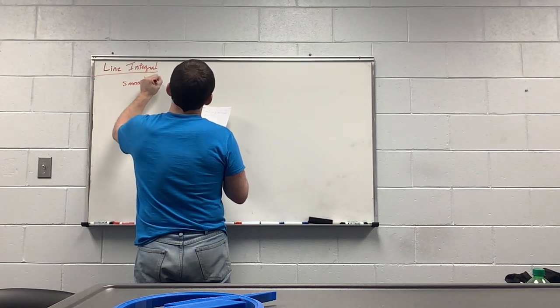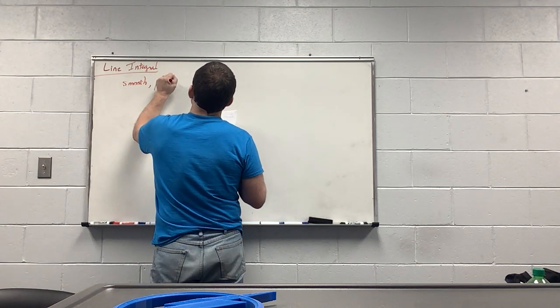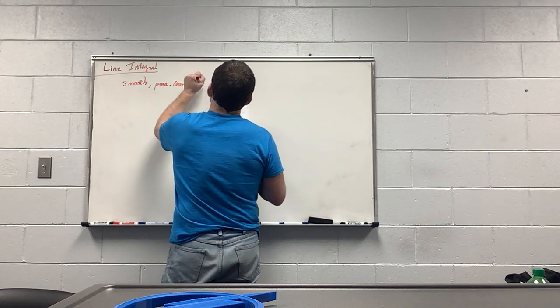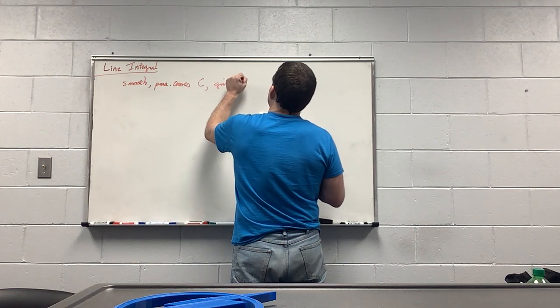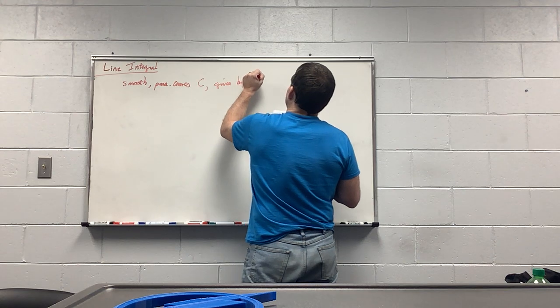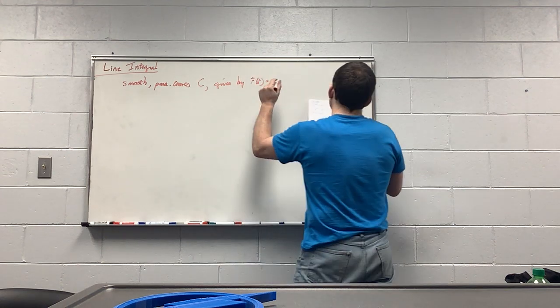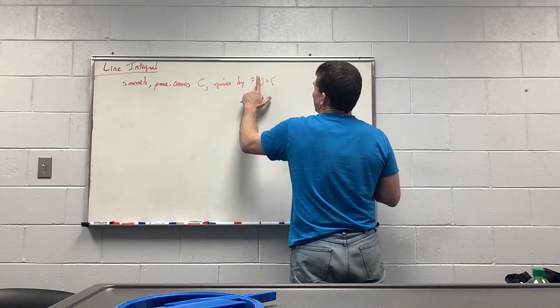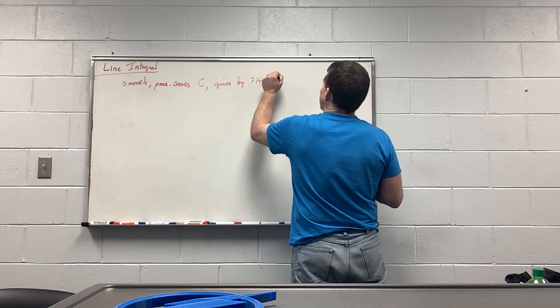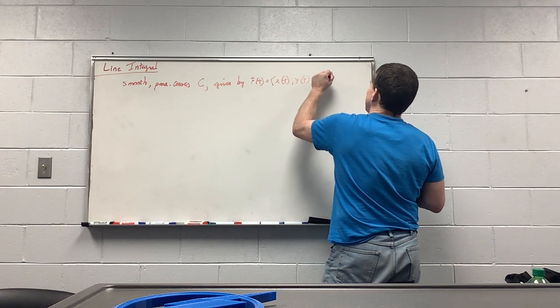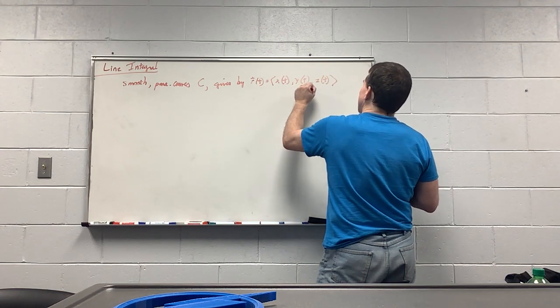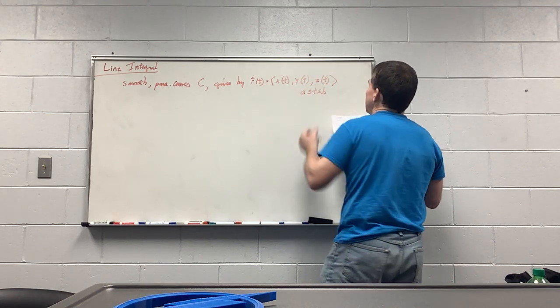We had smooth parametrized curves, which we usually called C, given by R of t. Here we want to do this in 3 dimensions because we're sticking with 3 dimensions. So we define them by component functions x of t, y of t, z of t. We usually had t go from A to B.